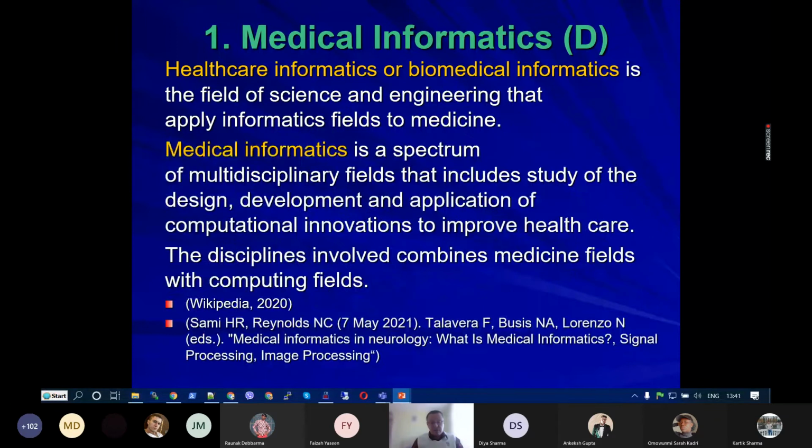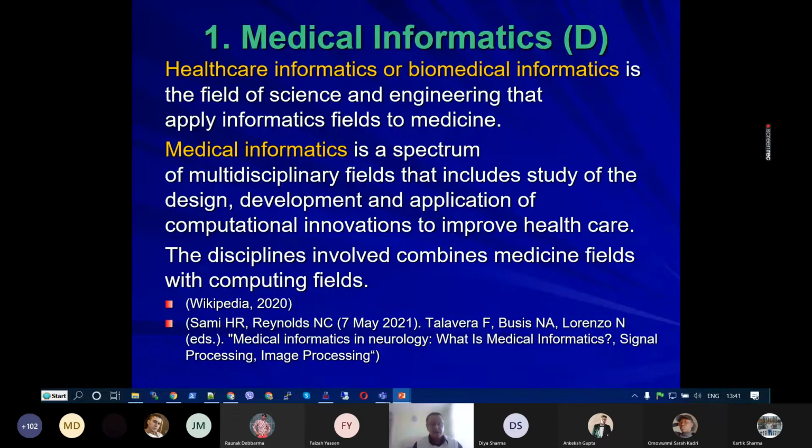And maybe one of the latest definitions we can see here is a separate definition for healthcare informatics and medical informatics, which is again very similar. We can see healthcare informatics as a field of science and engineering that applies informatics fields to medicine in general, and medical informatics as a spectrum of multidisciplinary fields that include the study of the design, development, and application of computational innovation to improve healthcare. The discipline involves a combination of medicine fields with computing fields.